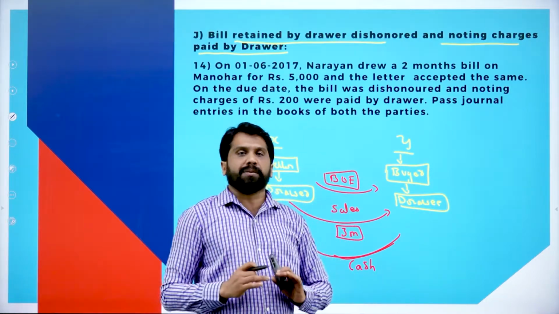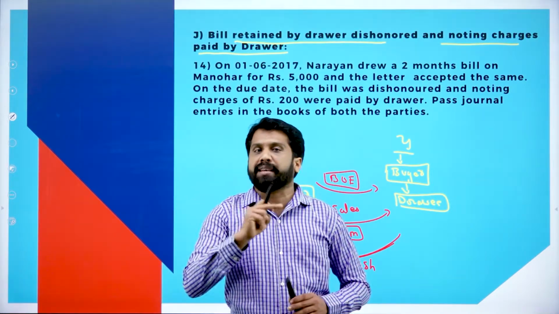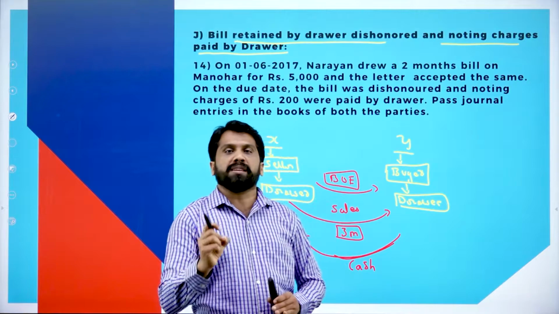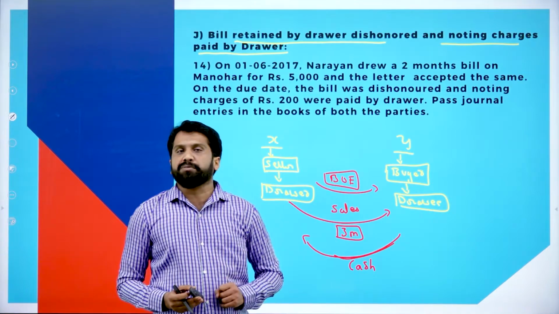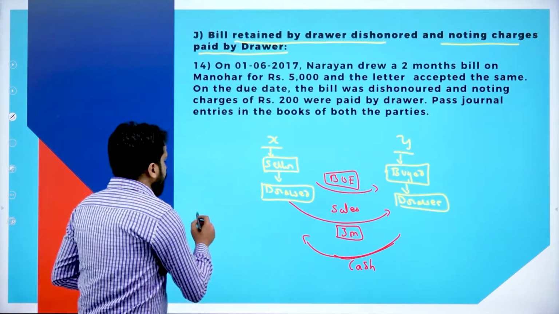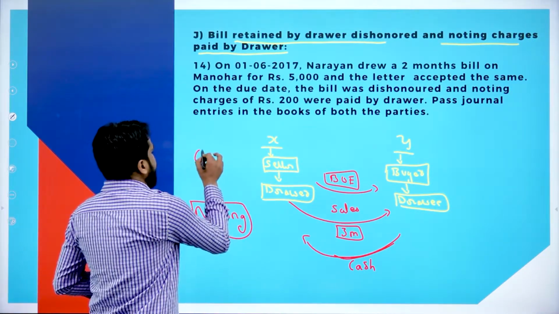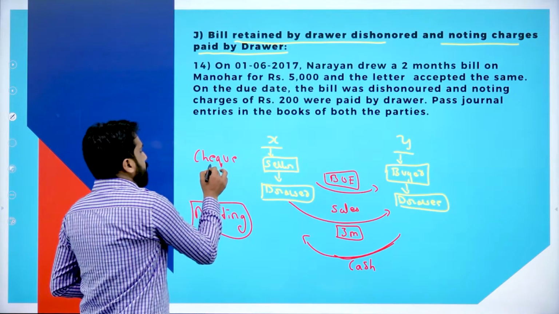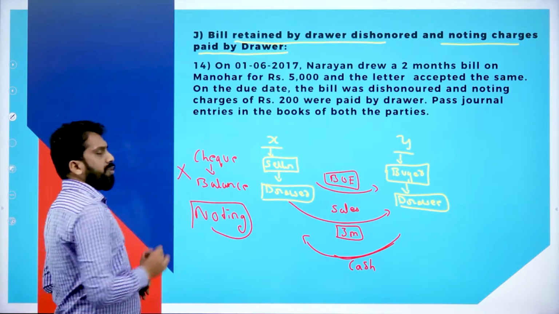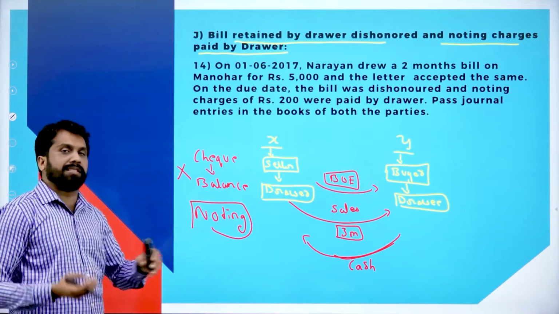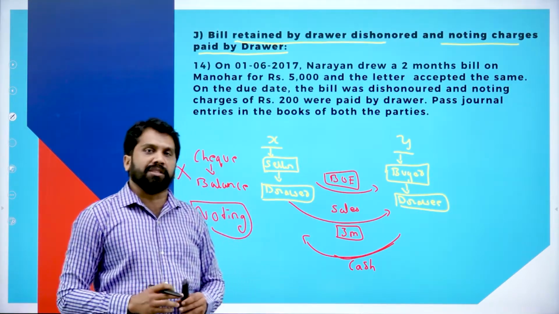Now, when you presented the check in October, the bank said there is no balance in my account. What is the value of the check? 5,000. When you presented it, did you get your cash? The answer is no. Then the noting charges will come. Check presented, but there is no balance. Then the check will bounce. For that, the bank will charge some penalty. That penalty we call noting charges.